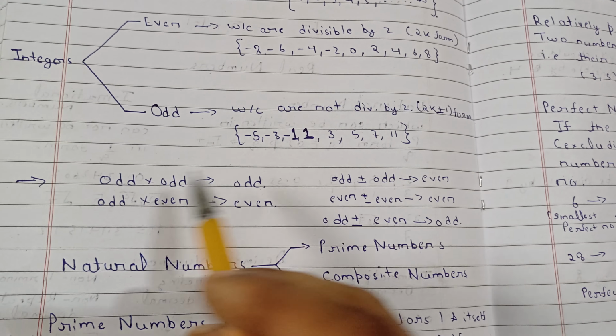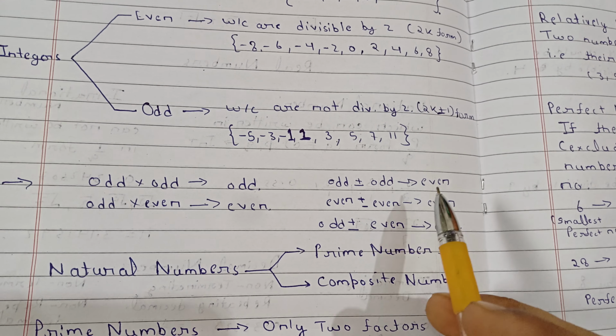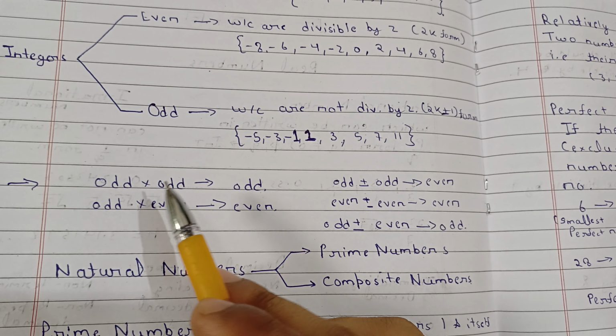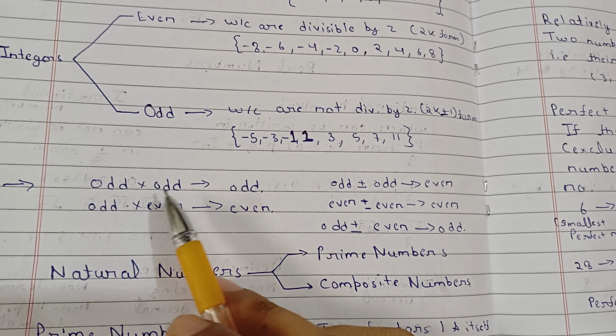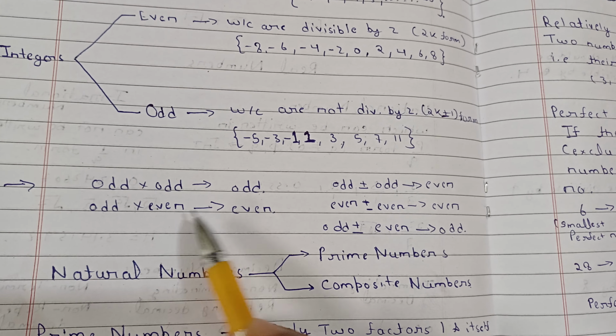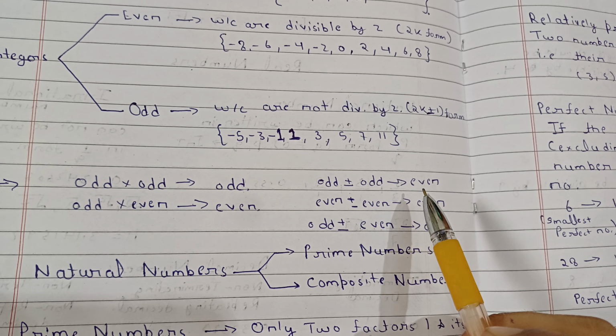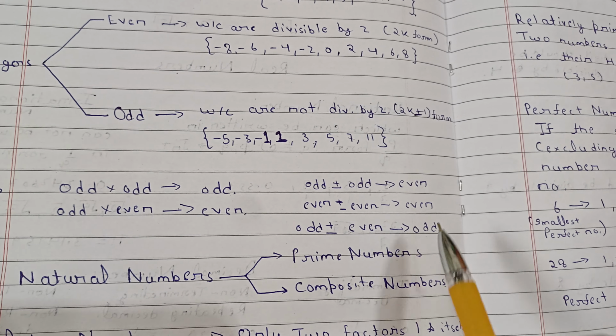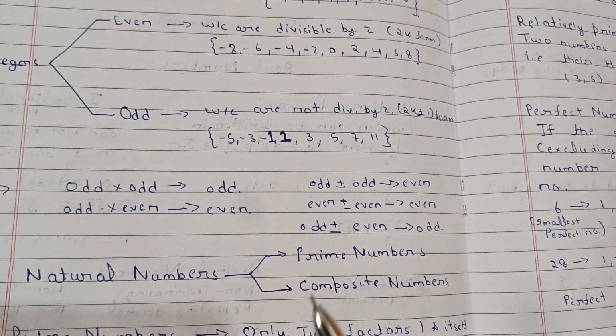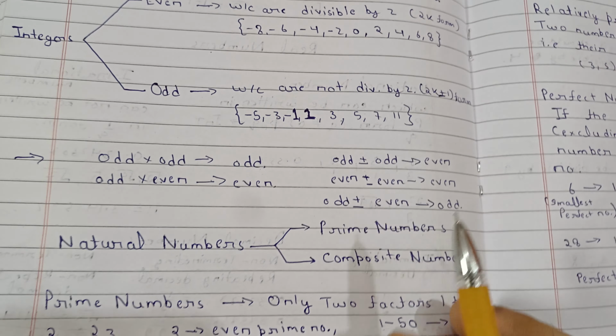Now you need to remember these things for fast calculation. The multiplication of any two odd numbers will give you an odd number, and odd and even will give you an even number. Addition and subtraction of two odds will give you an even number, addition and subtraction of two evens will give you an even number, and odd and even will give you an odd number. So these are very important things.